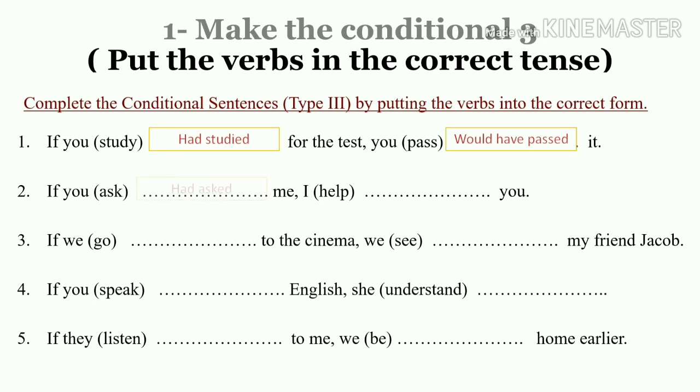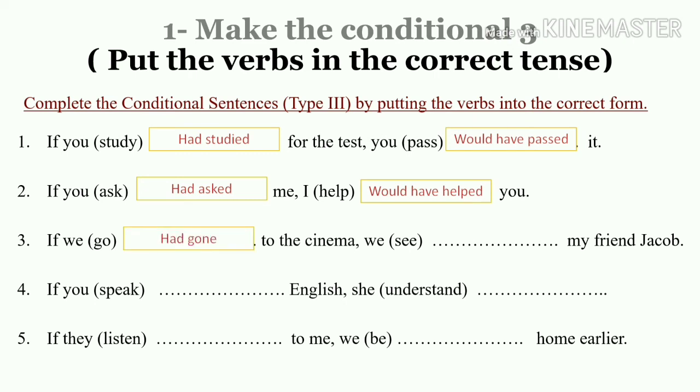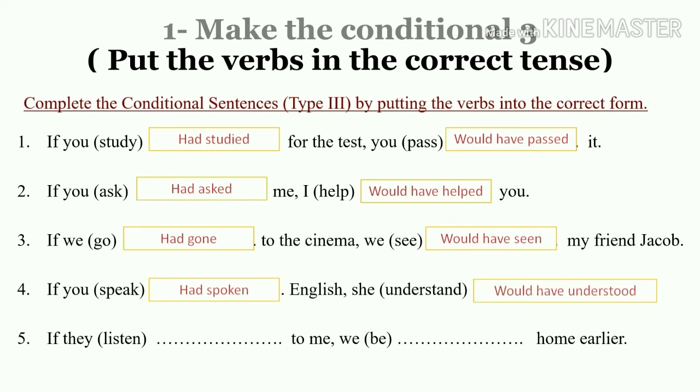If you had asked me, I would have helped you. If we had gone to the cinema, we would have seen my friend Jacob. If you had spoken English, she would have understood. If they had listened to me, we would have been home earlier.